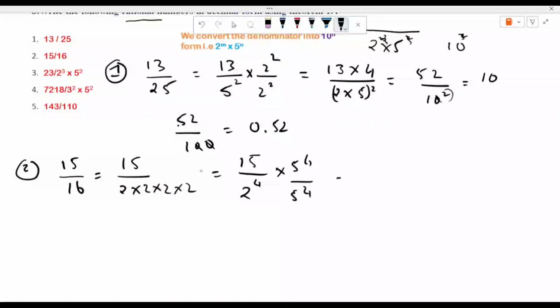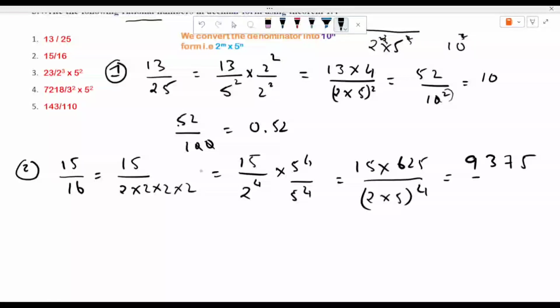Okay, so now what will come? 15 into 5 to the power of 4. 5 5s are 25, 25 5s are 125, 125 5s are 625. In the denominator, I can write 2 into 5 whole to the power of 4. So 15 into 625 will be 9375, divided by 10 to the power of 4.